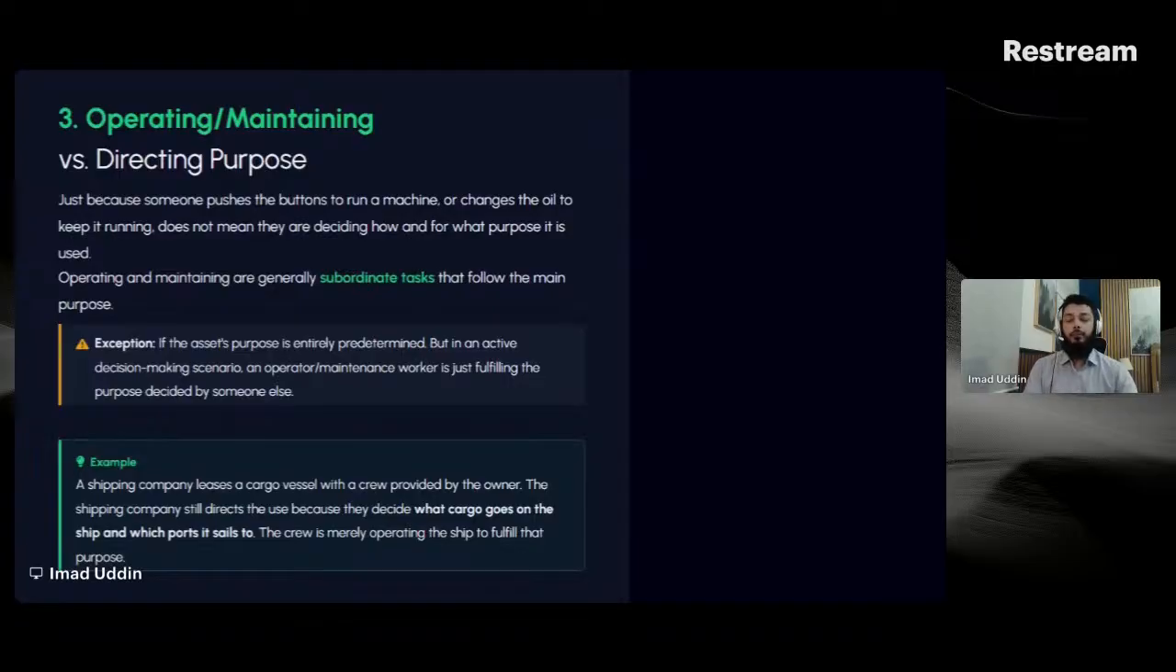And so this is a brief description of the right to control the asset. Let's move to the next segment.